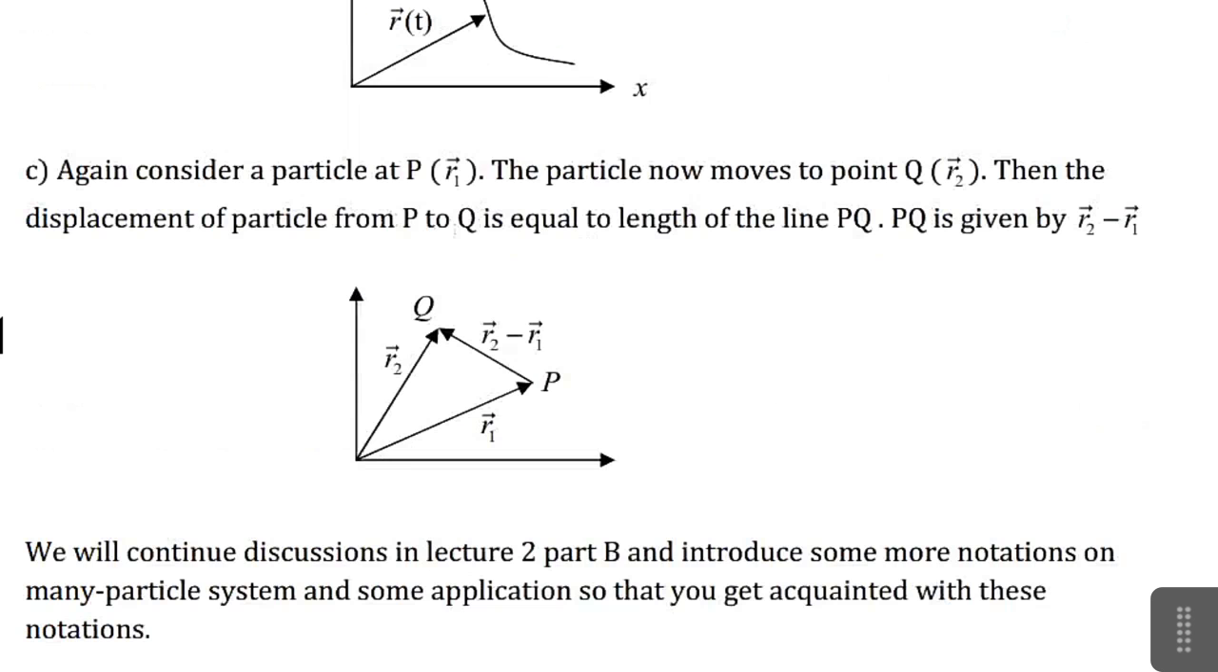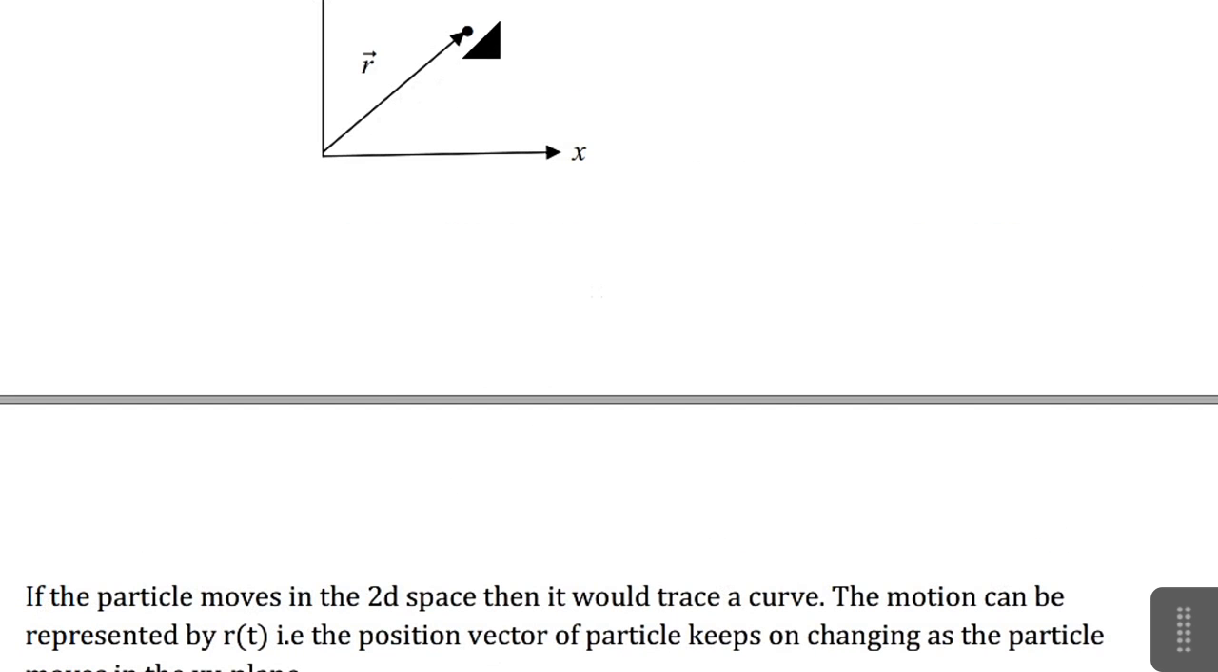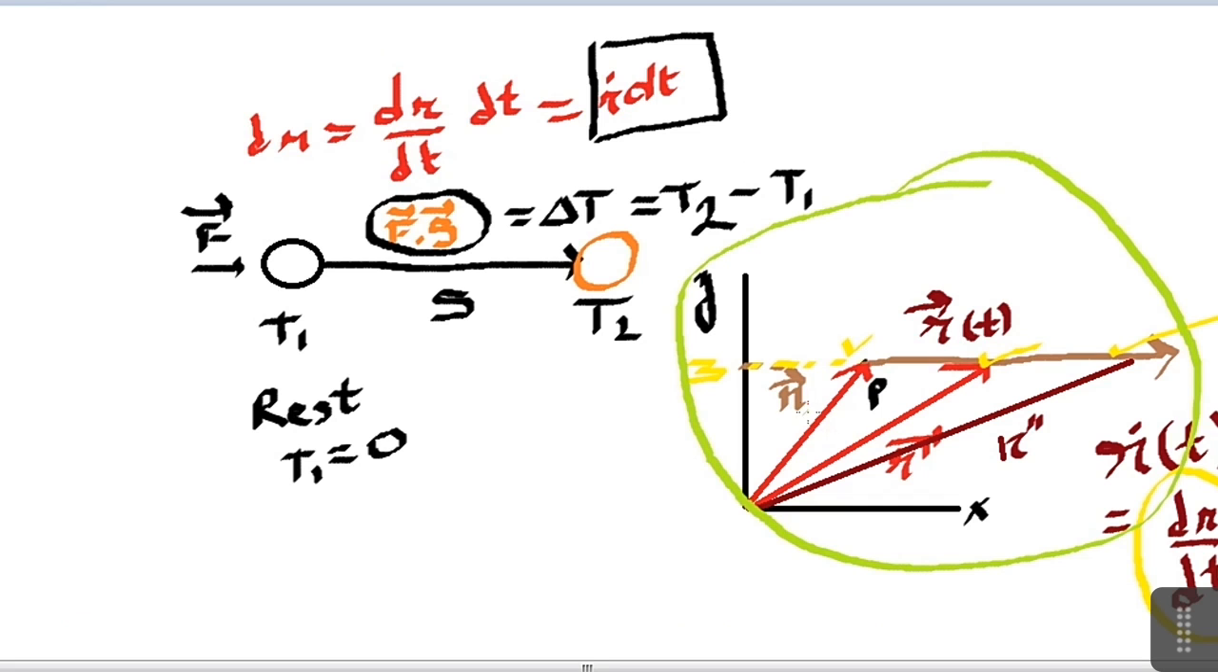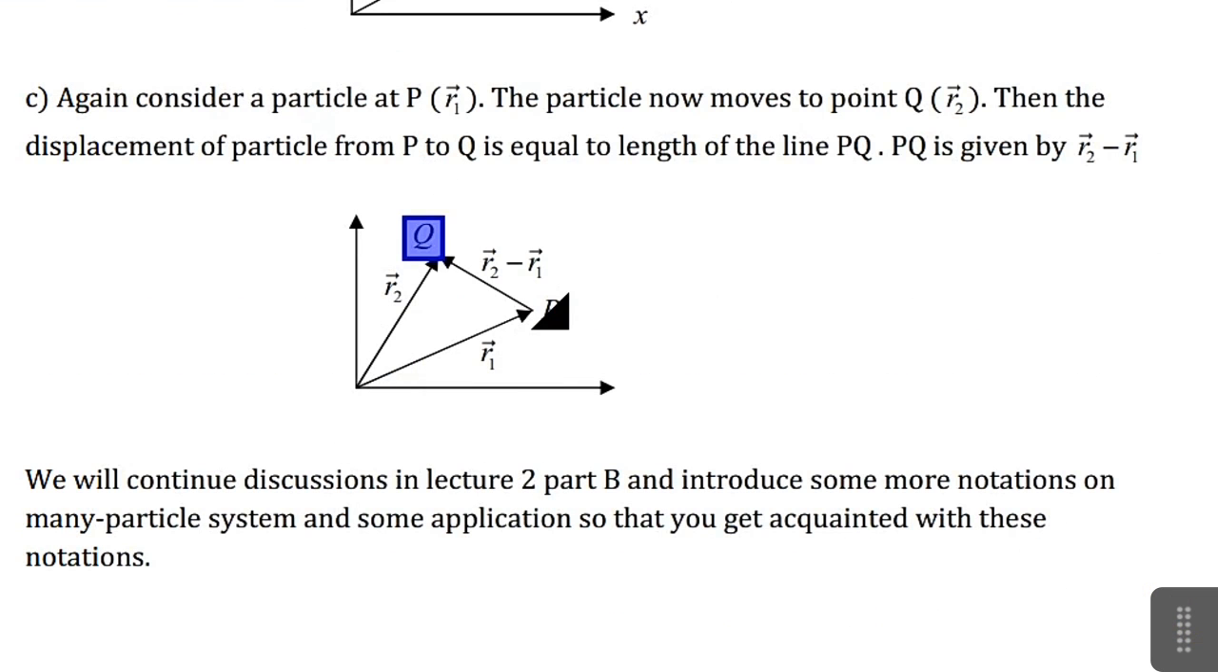The third notation is the displacement vector. When two position vectors are given, you can find the distance between them, which is called the displacement vector. Consider a particle that was initially at p, and then moves to q. As discussed earlier, when the particle moves from one point to another, the radius vector changes. Initially the radius vector was r1, now the radius vector is r2.